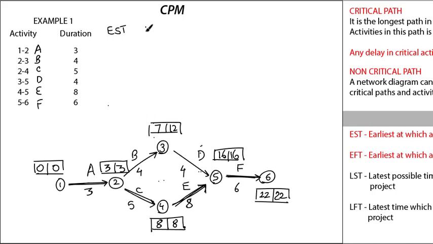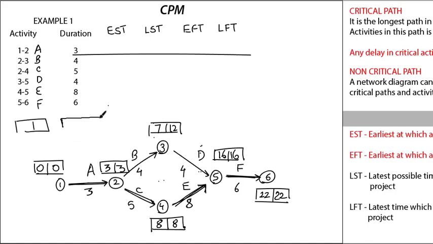You can go for anything, latest start time. Okay, early finish time, latest finish time. Now for activity A we have earliest start time. Remember the boxes. There are 4 boxes for a particular activity. This is earliest start time, this is latest start time, this is earliest finish time, and this is latest finish time. So remember this.